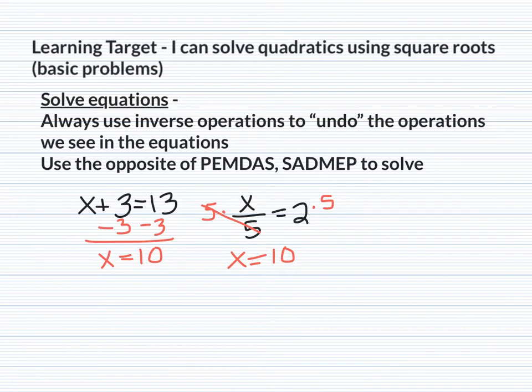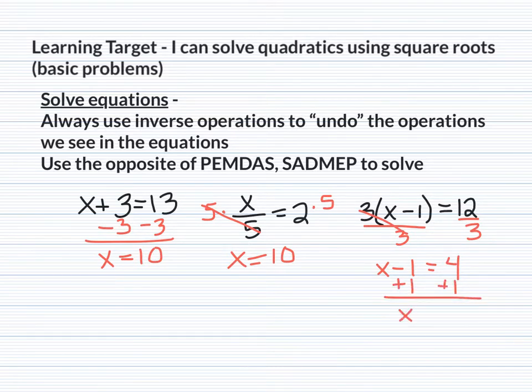And finally, if we had something a little bit more complicated, 3 times (x minus 1) equals 12. Thinking about that whole SAD-MEP, we're going to undo addition, subtraction, multiplication, division before we undo the grouping. So first I'm going to divide by 3. You could have distributed also, but if this number divides, why not? So I've got x minus 1 equals 4. Now I can add 1, and x equals 5.